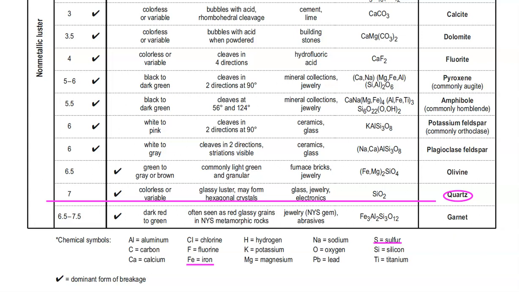Common uses, it's used in glass, it's used in jewelry, as well as electronics in a big way. And then the chemical formula is SiO2. So that means that it has Si, which is silicon, and oxygen. So for every one silicon, it has 2 oxygen atoms. That's what the number means. It just tells you how many of those particular atoms are in proportion to the rest. Okay, so that is the basic overview of how you use the back page of the Earth Science Reference Table.